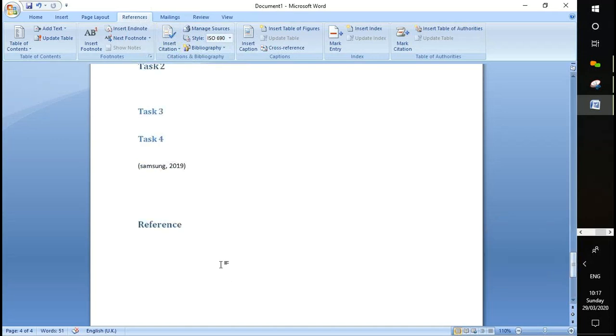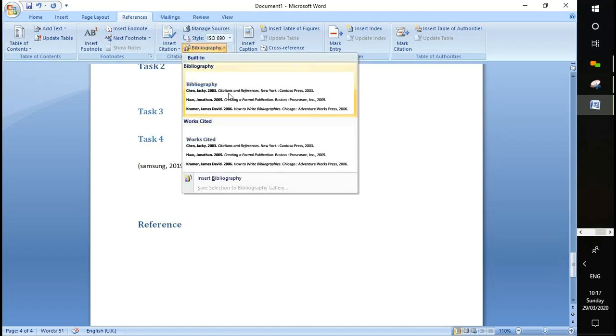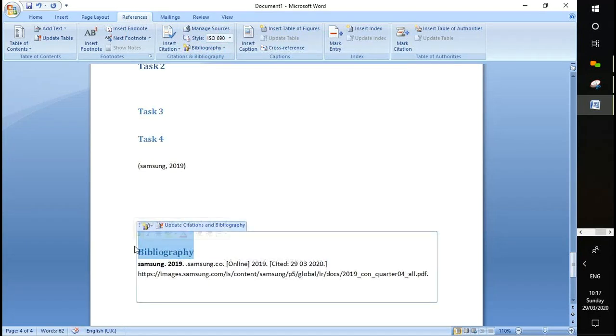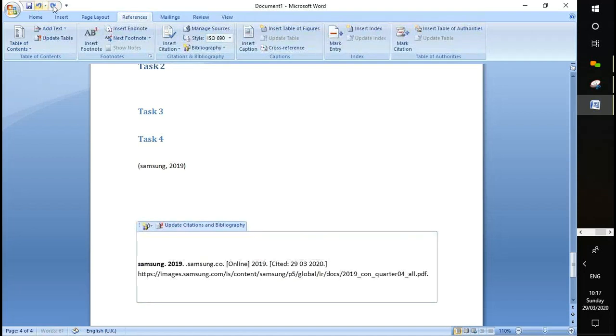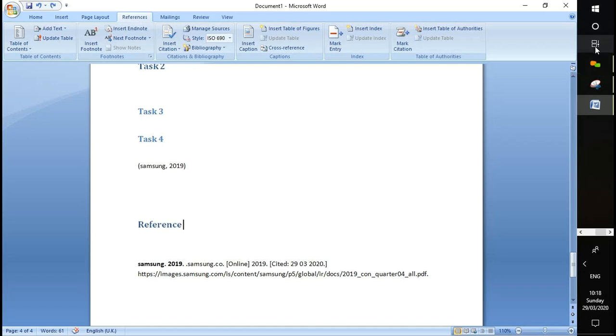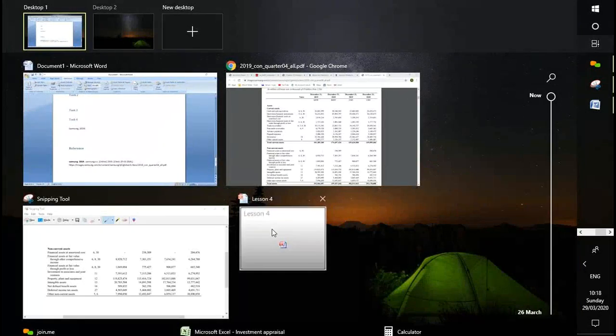Then at the end, when you finish, if you want to do it manually, do it. Or click here on bibliography and that will give the reference as you want. So that's my reference now: Samsung, 2019, accessed on this website, and the link is there. It's entirely up to you. It will create the list of references in alphabetical sequence automatically by clicking. Okay, next we can move to our actual task.